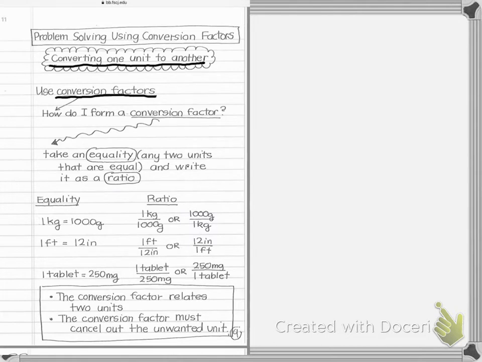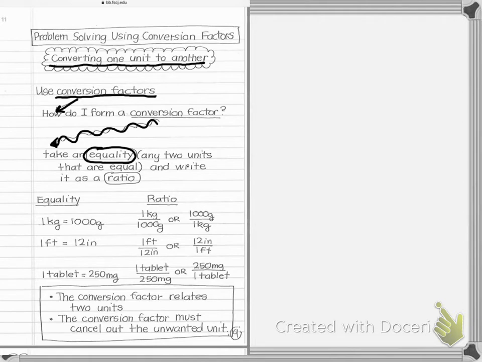So the first thing you might ask yourself is, well, how do I get a conversion factor? Like, what is a conversion factor? How will I know when I see it? How do I come about a conversion factor? So to figure out how to do conversion factors, they come from equalities.